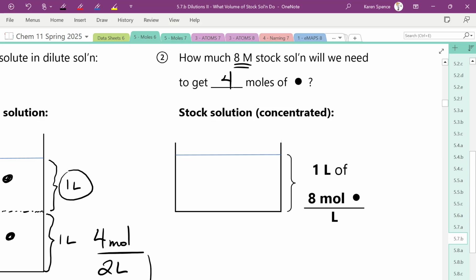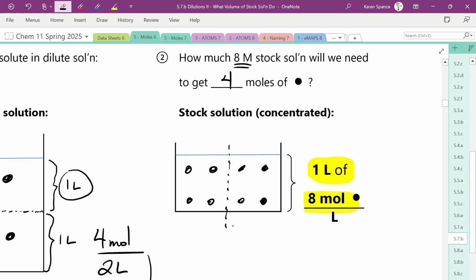Well, let's start with 1 liter of 8 mole per liter. So this is 1 liter. How many dots should be in there if I have 8 moles per liter? 8 dots. Okay, easy enough, right? 1, 2, 3, 4, 5, 6, 7, 8. How much of this do we need to get 4 moles? Do we need the whole thing? We need half of it, right? So we need half of it.